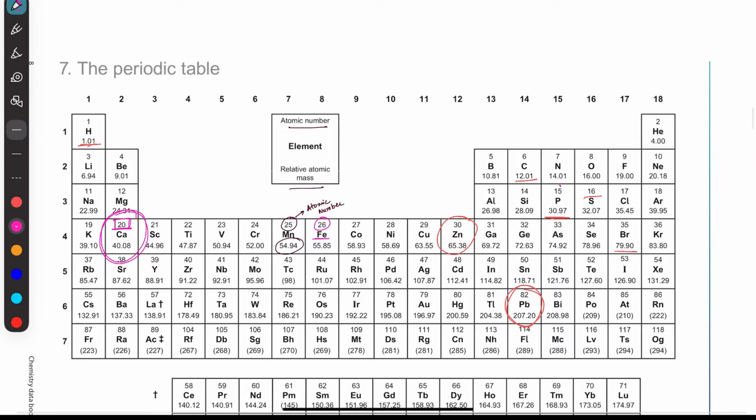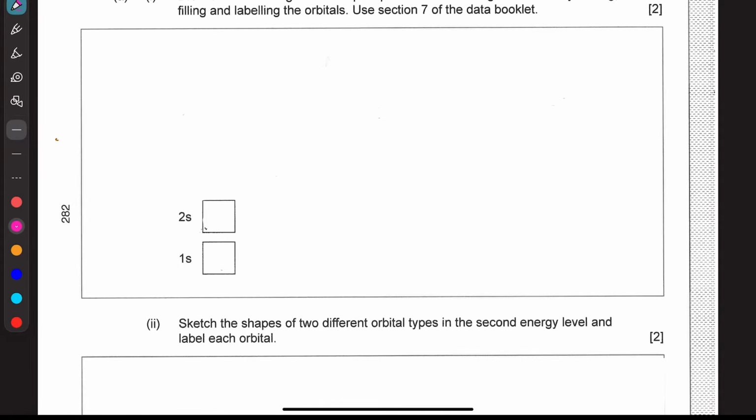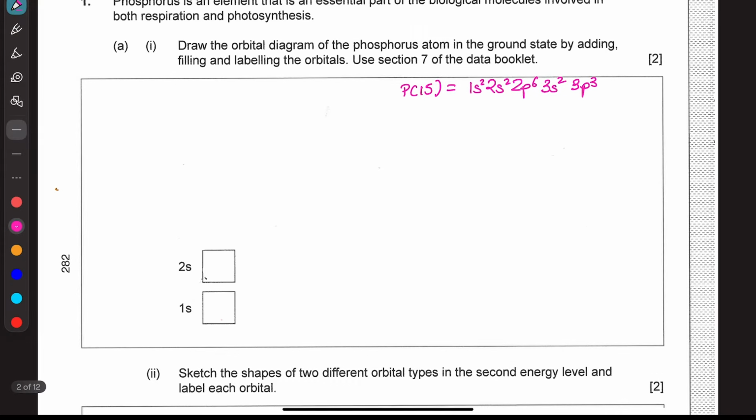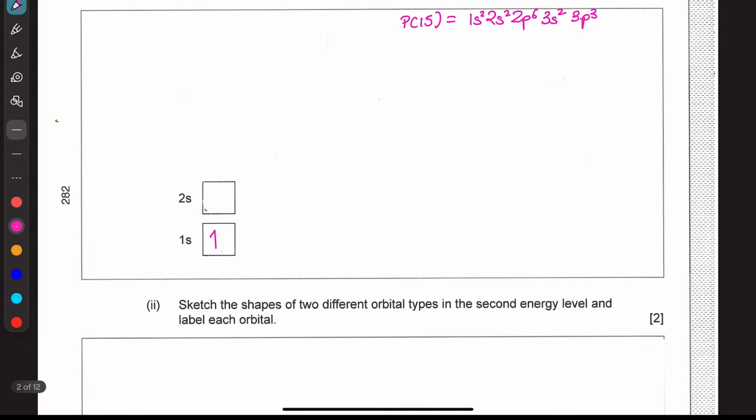Phosphorus has an atomic number of 15, so it has 15 electrons. If we write the electronic configuration, it will be 1s2, 2s2, 2p6, 3s2, 3p3, 15 electrons done. They have shown 1s and 2s, so let's fill in electrons: 2 electrons in 1s, 2 electrons in 2s. Then after 2s, the 2p subshell will be filled. So in 2p, we have 6 electrons: 1, 2, 3, 4, 5, 6.